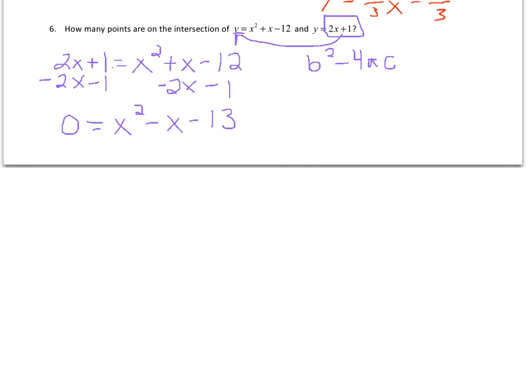For b, I'm going to plug in a negative 1. For a, I'm going to plug in a 1. That's the coefficient in front of the x squared. And for c, I'm going to plug in negative 13. So I'm going to get negative 1 squared, which is 1, minus 4 times 1 times negative 13, which would be a positive 52. So I end up with 53 as my discriminant. Since 53 is a positive number, I know that I will have two solutions.